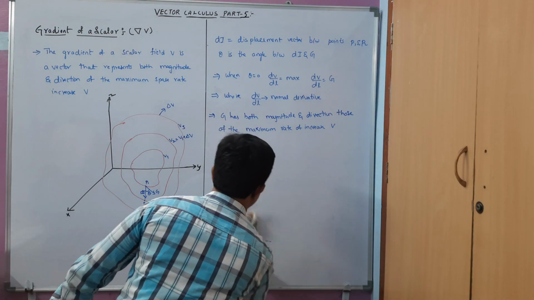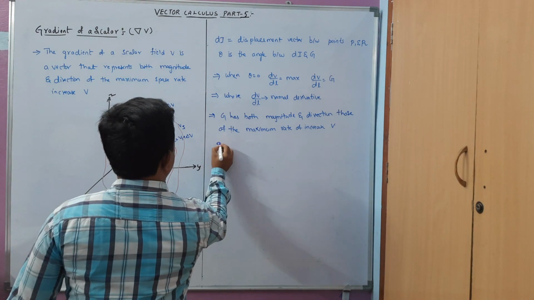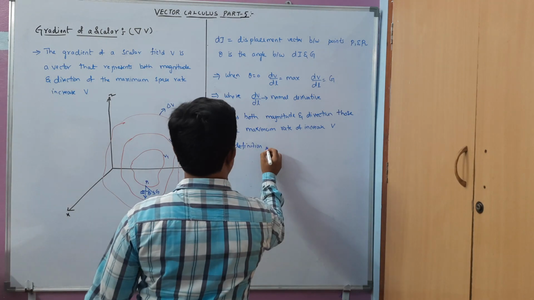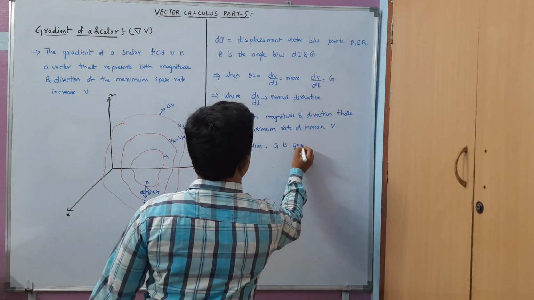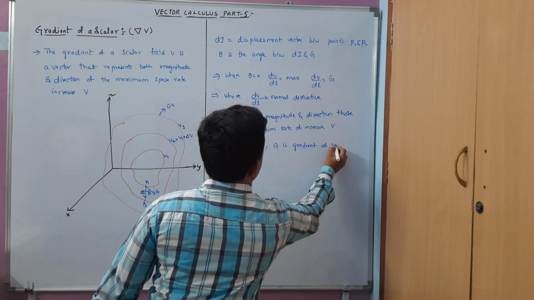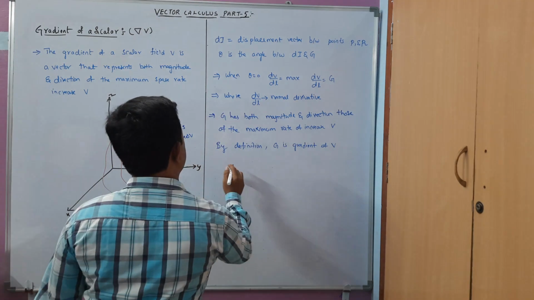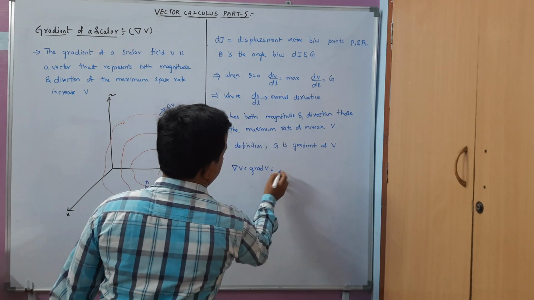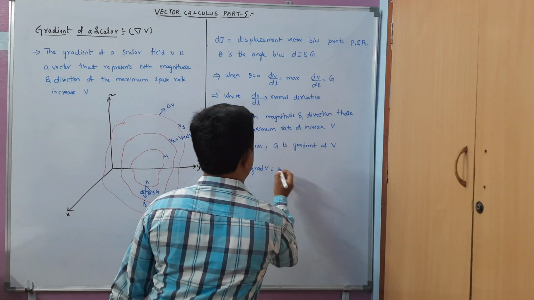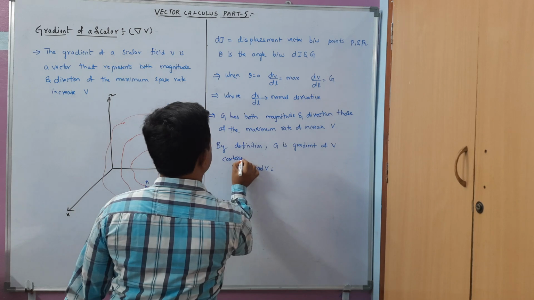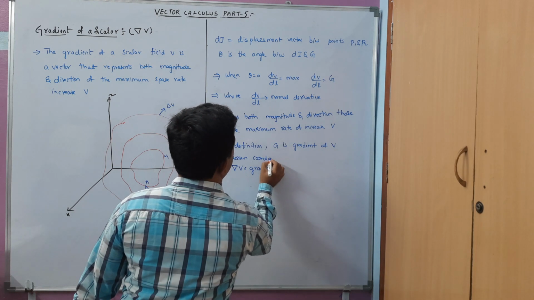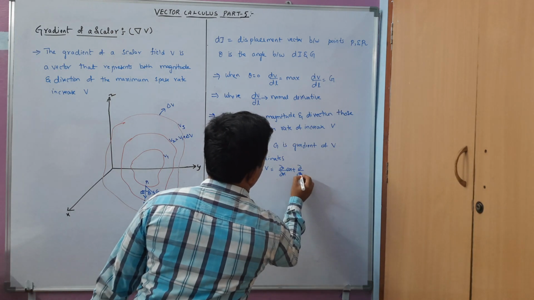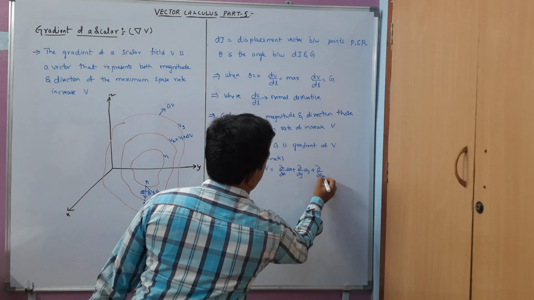Similarly, by definition, G is the grad of V, G is the gradient of V. So now we can write del V, or grad V, the gradient of V, which for Cartesian coordinates is given by dou by dou x of Ax plus dou by dou y of Ay plus dou by dou z of Az.